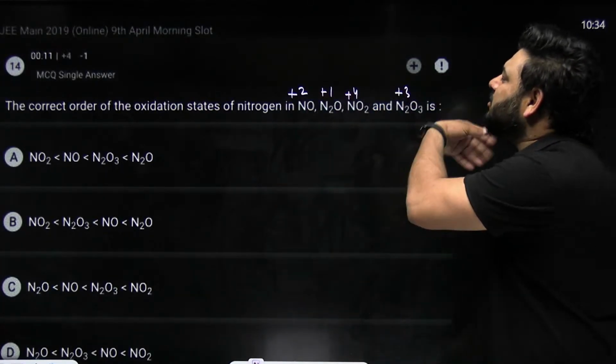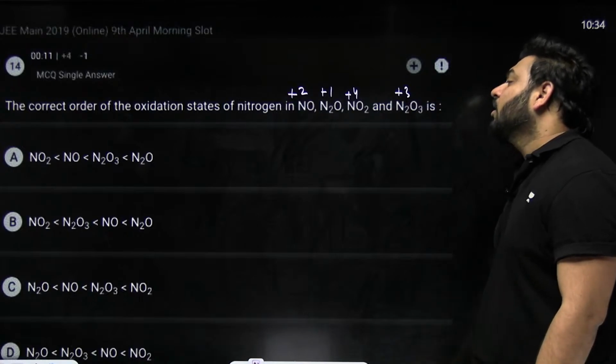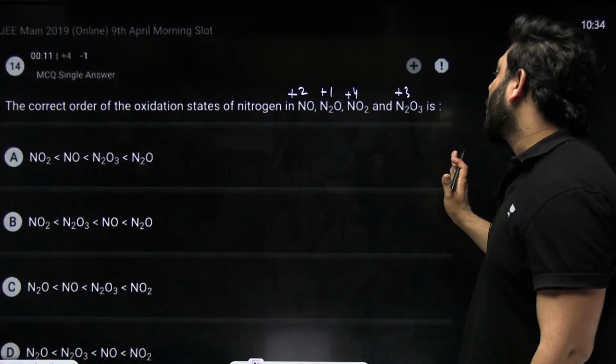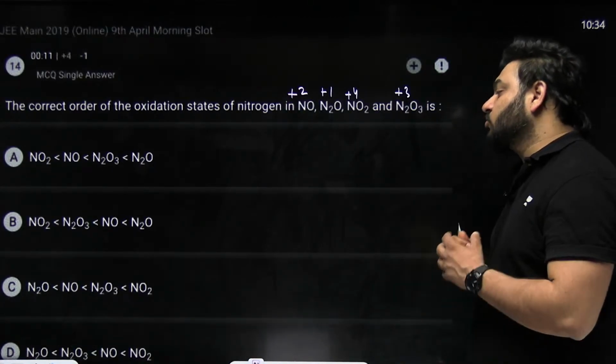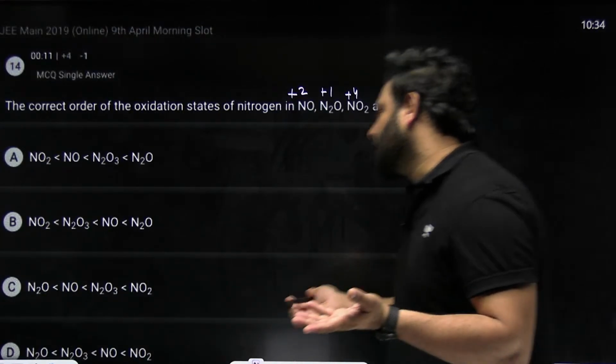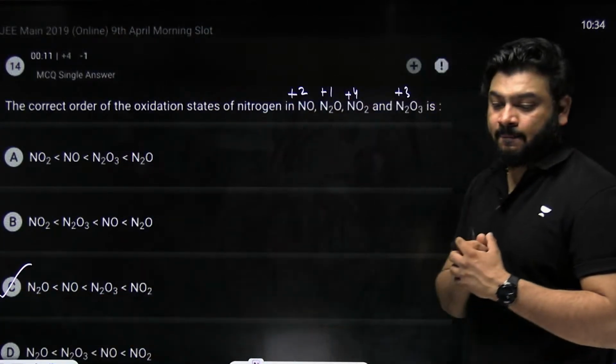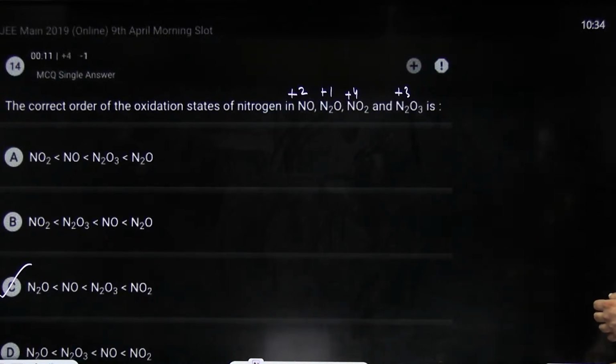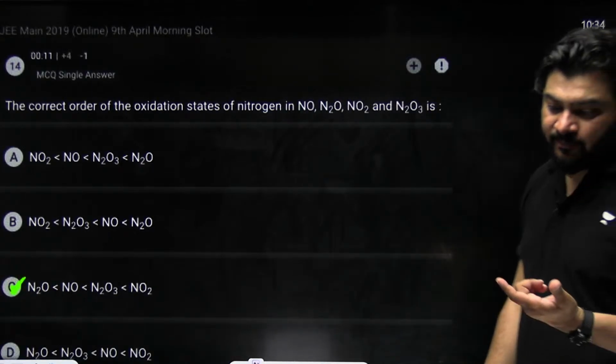Now, can you arrange them in an order from lowest to highest? So lowest is in N2O and highest will be in NO2. I guess C is the correct answer. Don't you think C? C is the perfect answer.